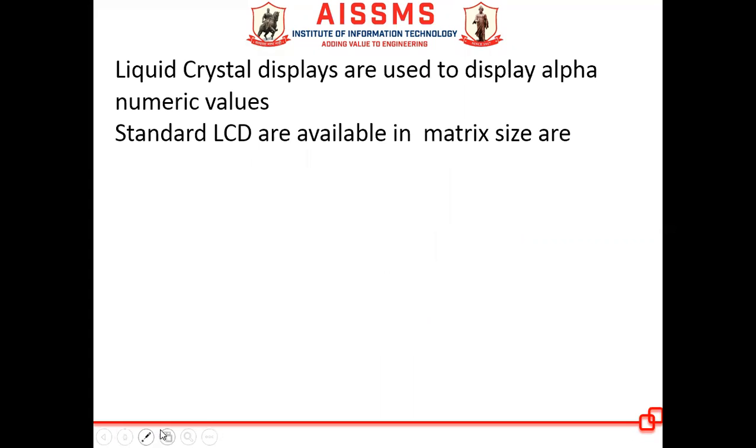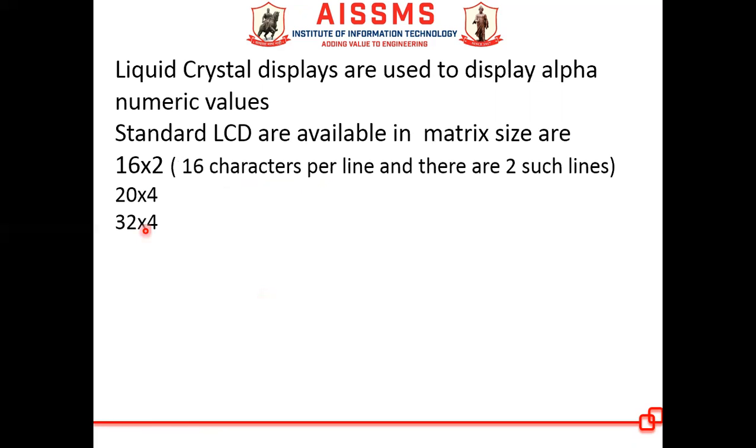Now, LCD displays are used for displaying alphanumeric values, and there are standard LCDs which are available in matrix sizes 20 by 4, 32 by 4, and the commonly used 16 by 2 LCD. The 16 represents the total number of characters per line, and there are two such lines. So, in a 16 by 2 LCD, 32 characters can be displayed.